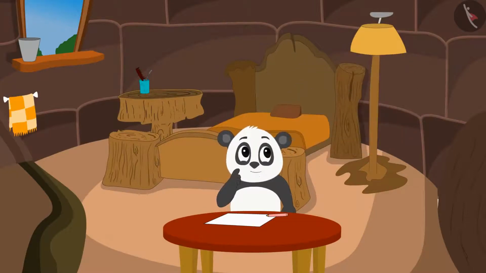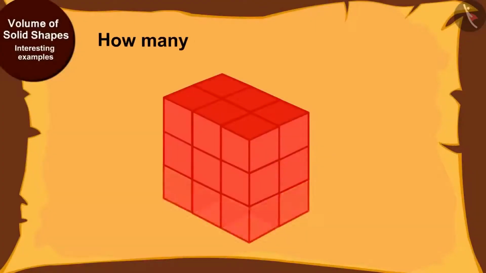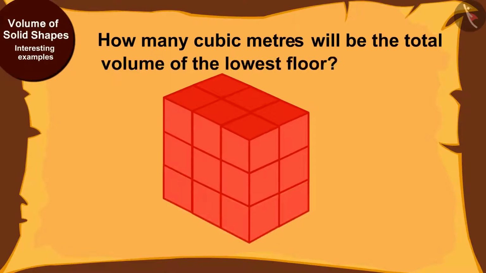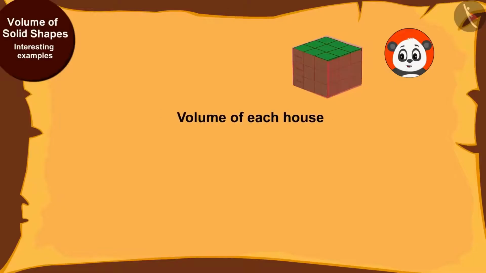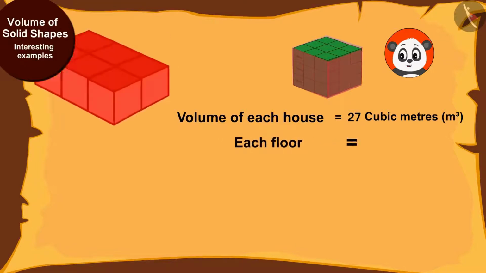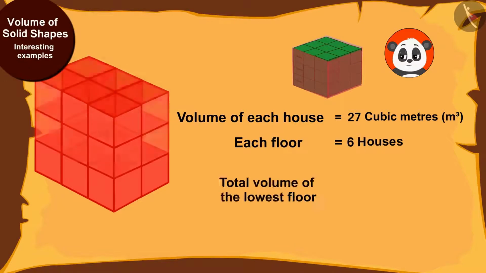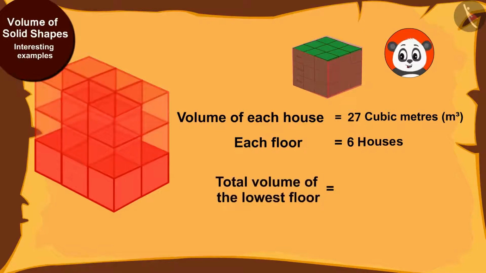If I build 6 houses on each floor of the building, how many cubic meters will be the total volume of the lowest floor? The volume of each house is equal to 27 cubic meters, and there are 6 such houses on each floor. This will mean the total volume of the lowest floor will be 6 times 27, that is 162 cubic meters.